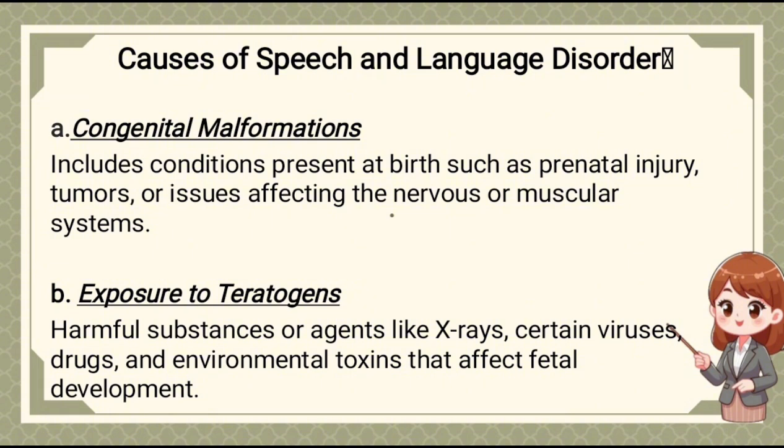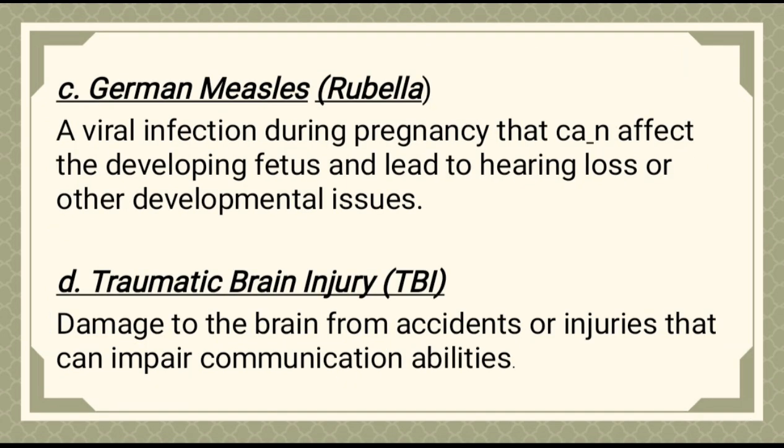So the second one is the exposure to teratogens. It is harmful substances or agents like X-ray, certain viruses, drugs, and environmental toxins that affect fetal development. So the third one is the German measles, also known as rubella. It is a viral infection during pregnancy that can affect the developing fetus and lead to hearing loss or other developmental issues like speech and language disorder.